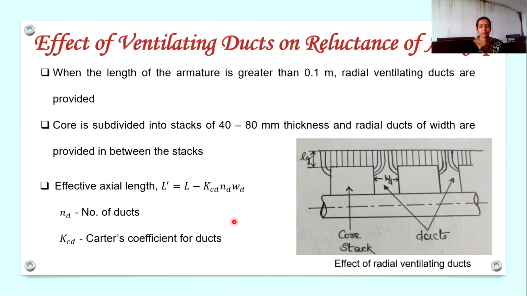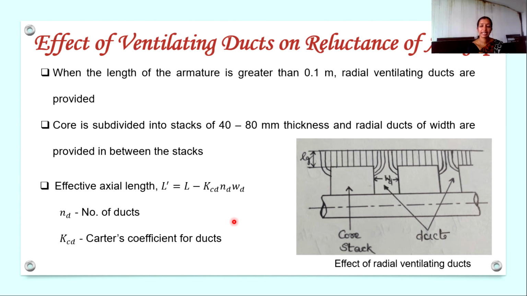So next one. So we have considered the effect of slotting on the reluctance of air gap. So we have calculated the reluctance of a smooth air gap, and we have also considered the effect of slotting on the reluctance of air gap. Now we know about radial ventilating ducts. So we have studied how radial ventilating ducts are provided in a machine.